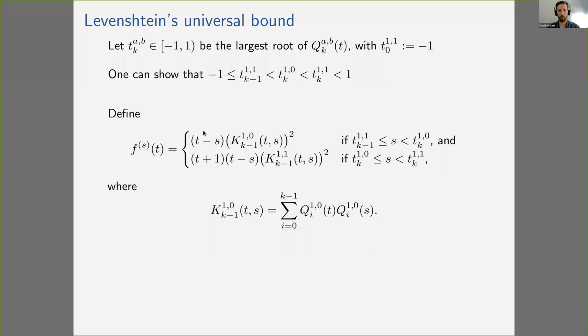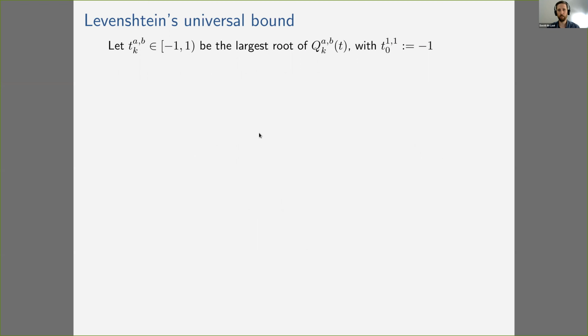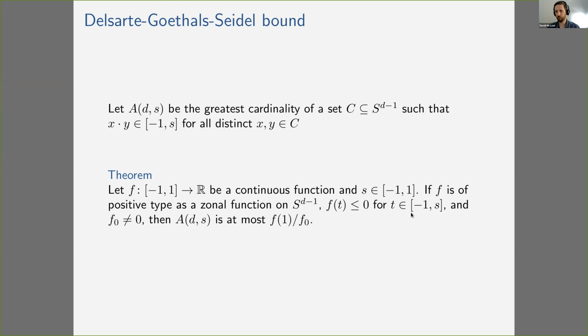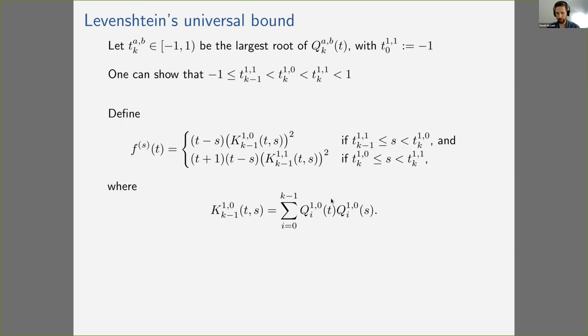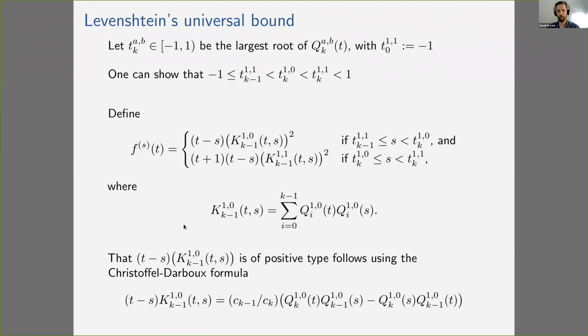And what's the shape? For instance, if we look here, this is (t - s) times a square. So the inequality constraint, let me go back, this inequality constraint is immediately satisfied just by the shape of these functions. So the only thing we have to worry about is whether this function is actually of positive type. That's the other condition. And that, I think, is really beautiful. So that follows from using a Christoffel-Darboux formula.